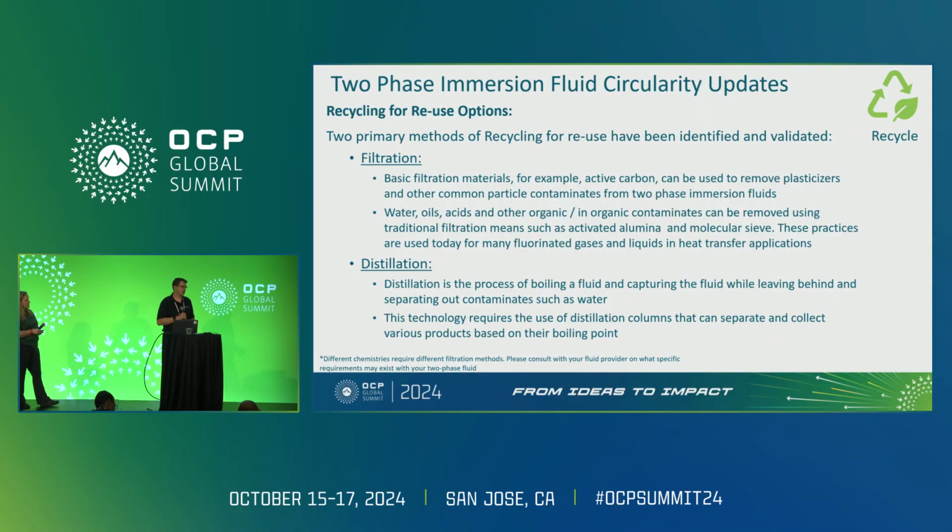The second option that you have, again commercially available and used with other chemistries, is distillation. If you have a heavily contaminated fluid, because of the properties of these fluids, you can use distillation columns to separate out different contaminants and return that fluid to a usable state. So the options that you have here, especially for recycling, are really going to vary based on the type of fluid that you're using and the quality of that fluid.